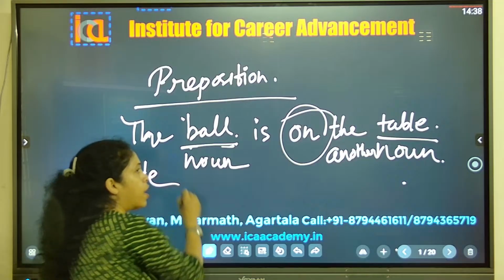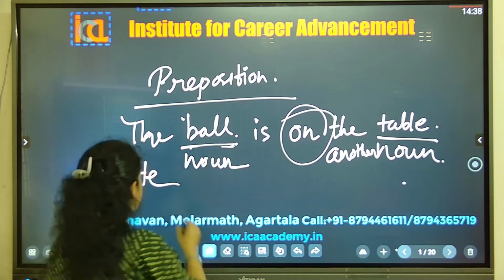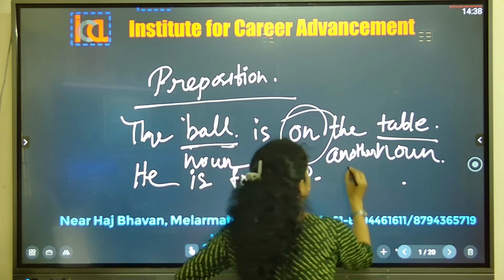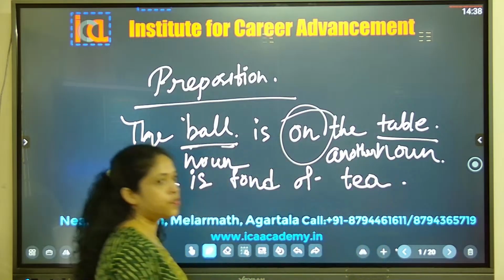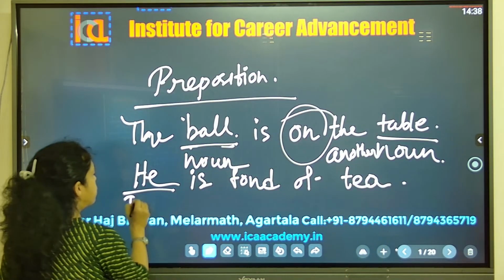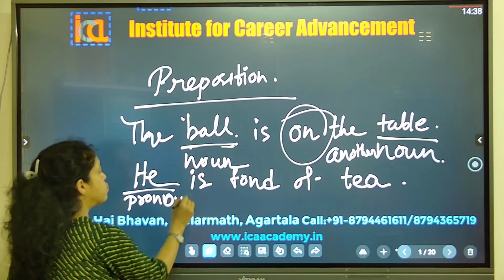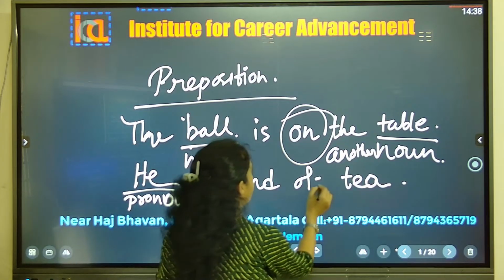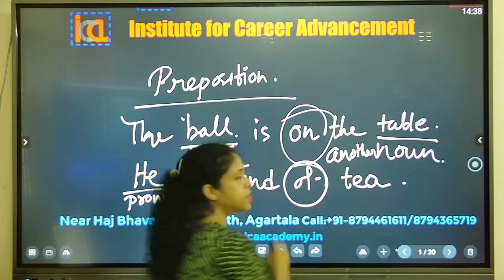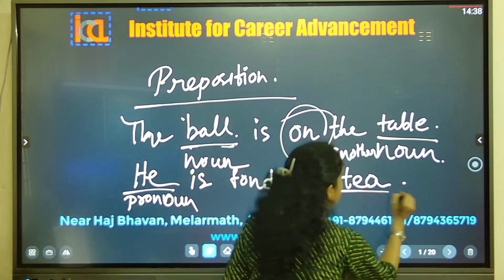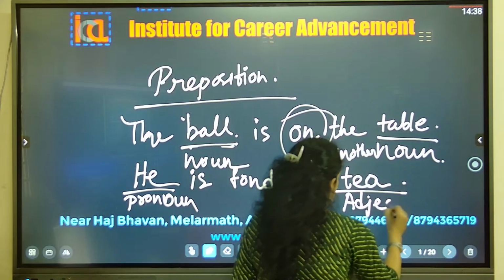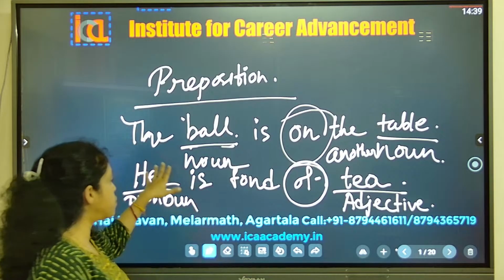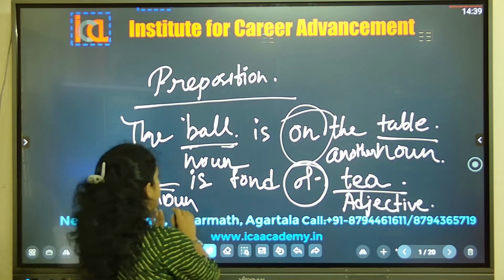And a preposition can join other parts of speech also. Suppose, he is fond of tea. He is a pronoun, we know. A preposition can join a pronoun to an adjective also. Of is a preposition, and tea here is an adjective.